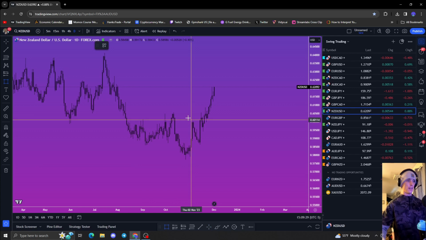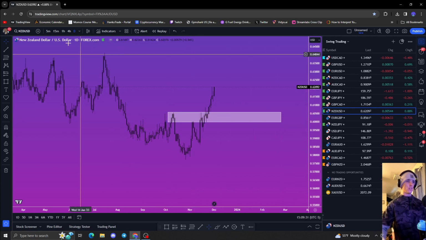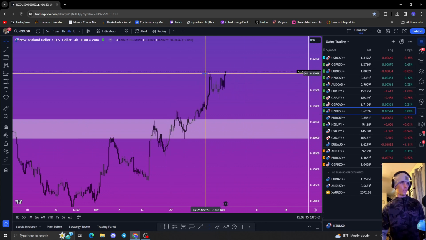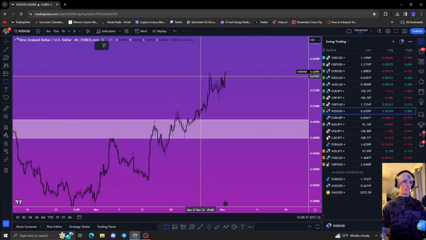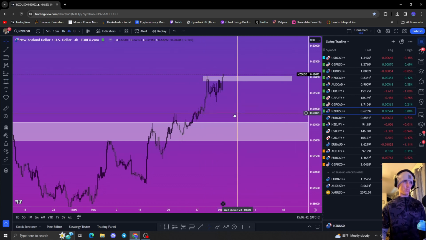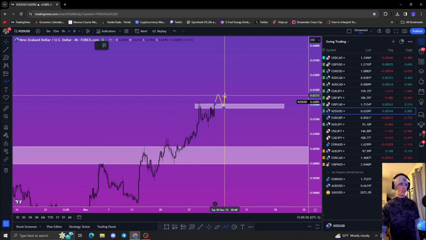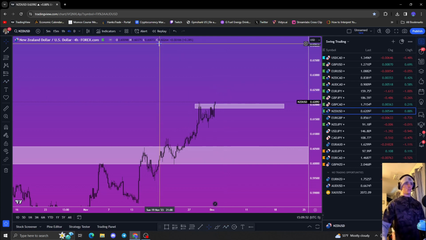NZDUSD daily going up. We did crack out of all of these highs right here. Going down into the 4-hour, we are at this 4-hour resistance zone here, but we are breaking past it. If price breaks past it a bit more, we can come back down into the zone as support, wait for a bounce, and then go long.